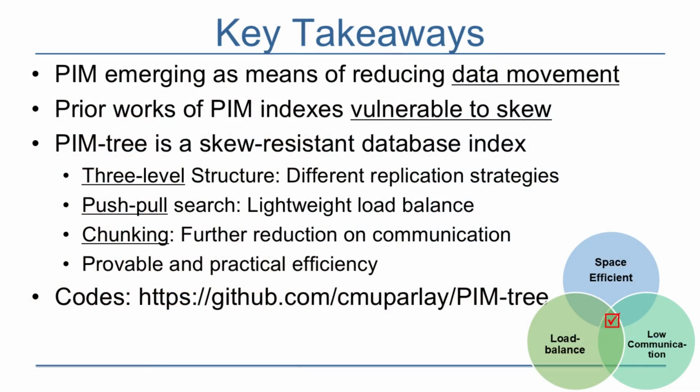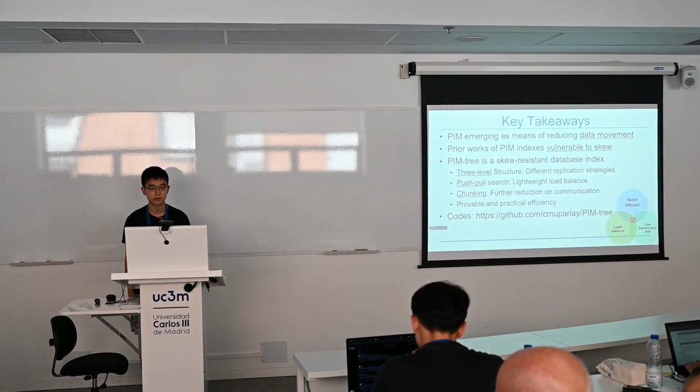As a summary, these are the key takeaways. PIM is emerging as a solution to reduce data movement. Prior works are vulnerable to skew, but PIM-tree is skew-resistant with provable and practical efficiency. To achieve this, we designed a 3-layer structure with different replication strategy, a lightweight load balance solution, push-pull search, and chunking. All code can be found at this URL. And thanks for listening.